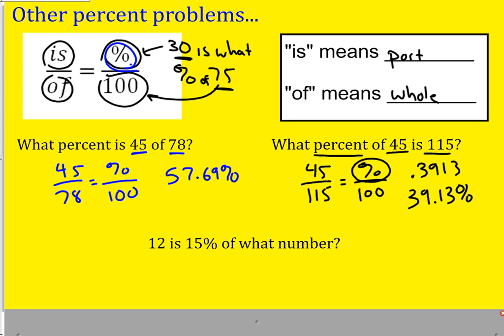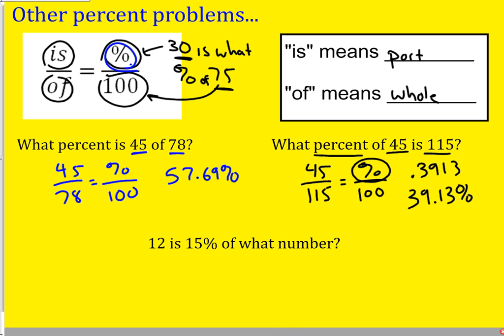All right, so kind of switching it around here on this bottom one, 12 is 15% of what number? Well, now I'm given a percent here, and I'm given the part. I'm given the is. 12 is means I'm given that part. I'm looking for what is the big number, what is the of number. So I've got 12 over the of number, just call it x for lack of a better term, and I've got 15% over 100. So that's kind of what I'm looking at. So now it's a little bit different. Now, the way I need to figure this out is I need to do a little rearranging here.